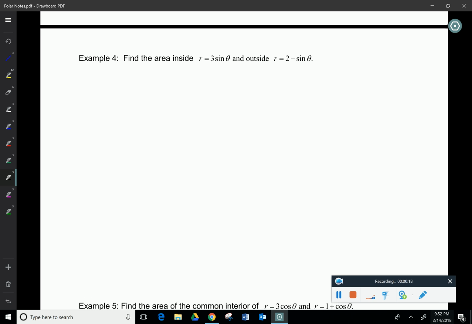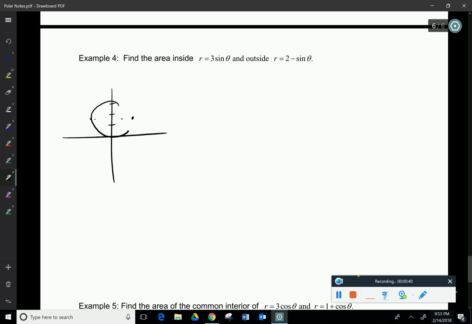Find the area inside r equals 3 sine theta, and then outside r equals 2 minus sine theta. So 3 sine theta is going to be a circle that sits on top of the x-axis, right? With a diameter of 3, so something like this. Circles, kind of, sorry.